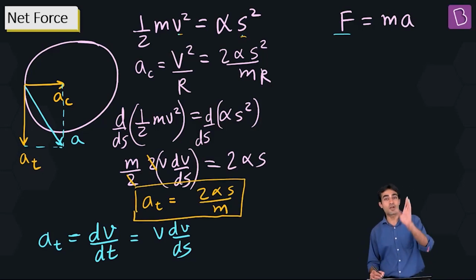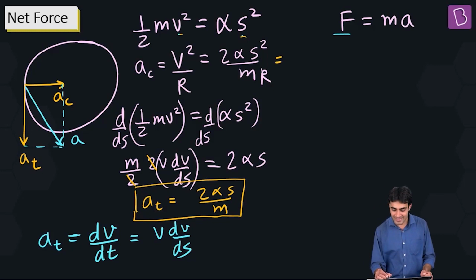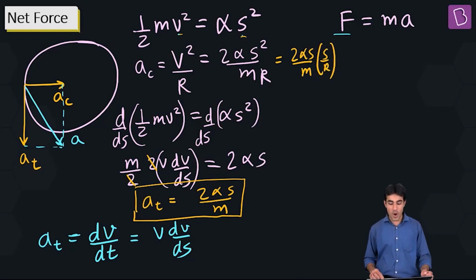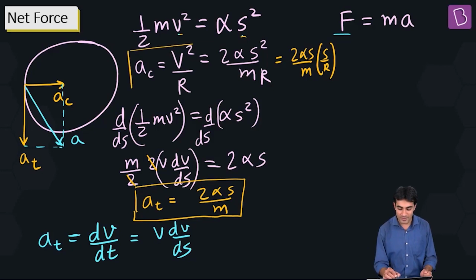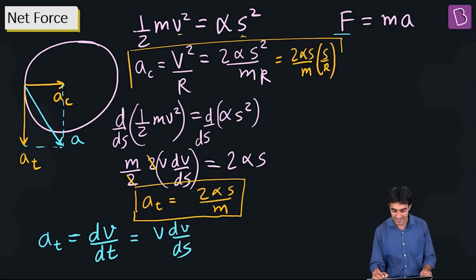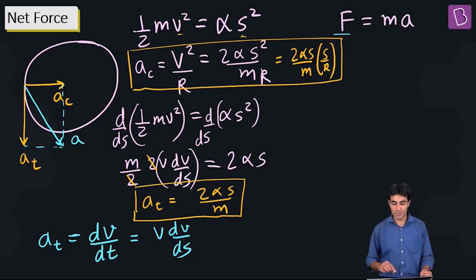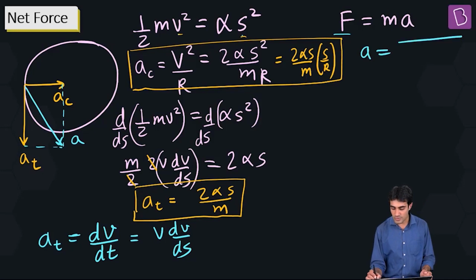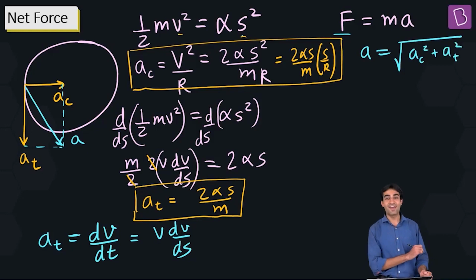And we also know what is AC. AC is 2 alpha s by m times s by r. So we got AT, we got AC. Now what do we want? We want the total acceleration, isn't it? Now how to get the total acceleration? Well, total acceleration A is equal to the whole under root of AC square plus AT square.